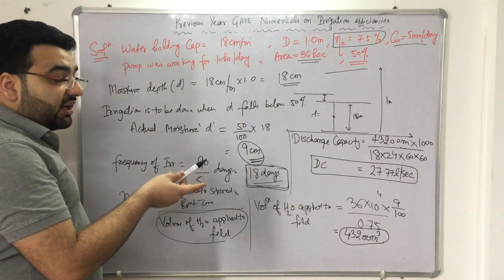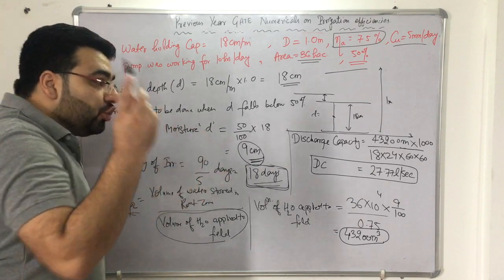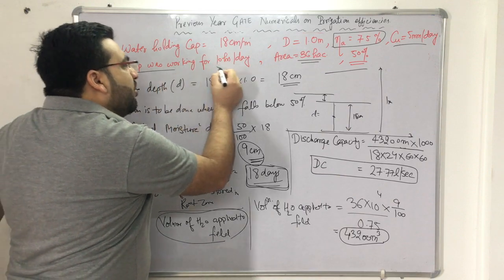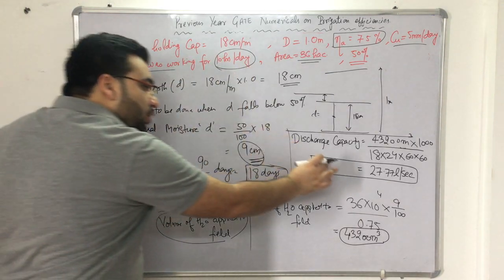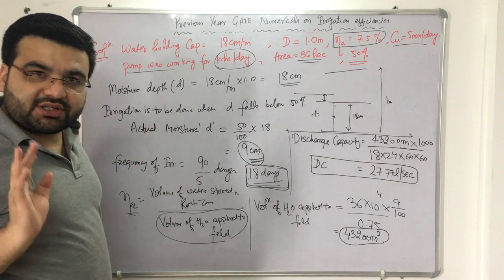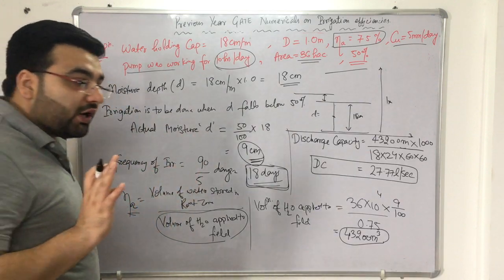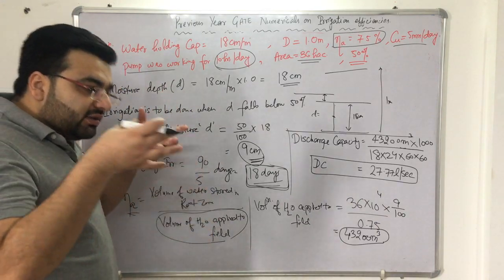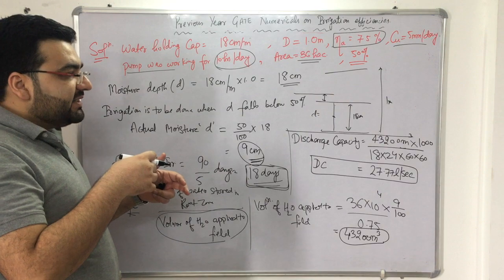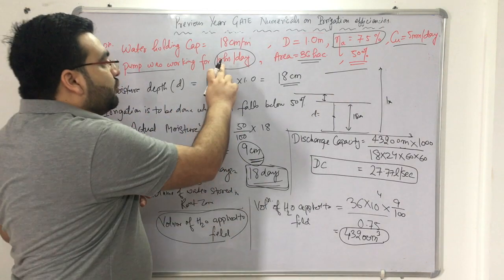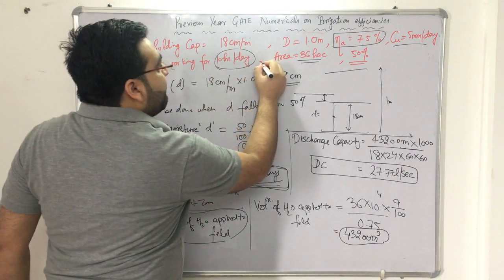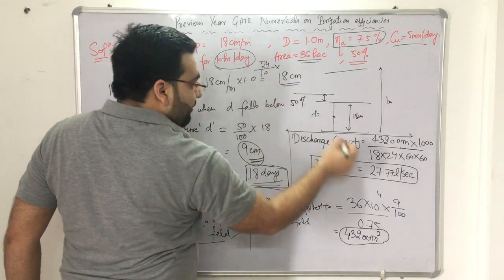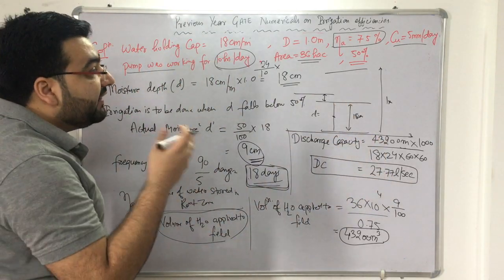Clear? Now is this answer correct? No, this answer is not correct, because in the question it was also given that the pump was working only for 8 hours a day. So this is okay when the pump is working for 24 hours, right? But the pump is not working for 24 hours. It is just working for 10 hours a day. It means that we should install a pump which will discharge an additional factor of 2.4, because if the pump had been working for 24 hours, this was okay. But now the pump is just working for 10 hours.